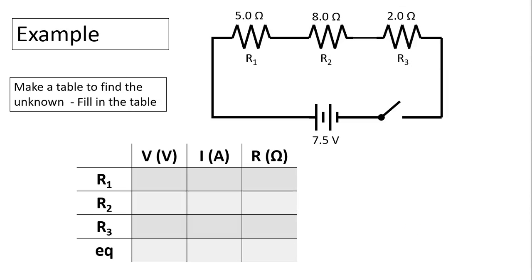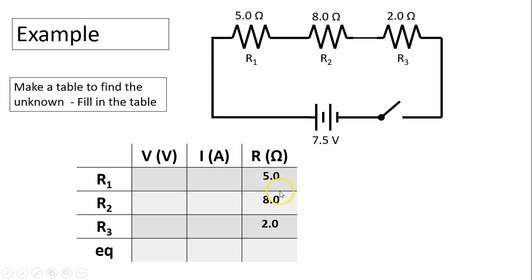So here is a VIR chart: voltage, current, and resistance. So take a look at this example. You have three resistors connected in series. Total voltage is 7.5 volts. When the switch is closed, what are the values you need to fill in the table when the switch is closed? So first is record all the R's. R1 is 5, R2 is 8, R3 is 2.